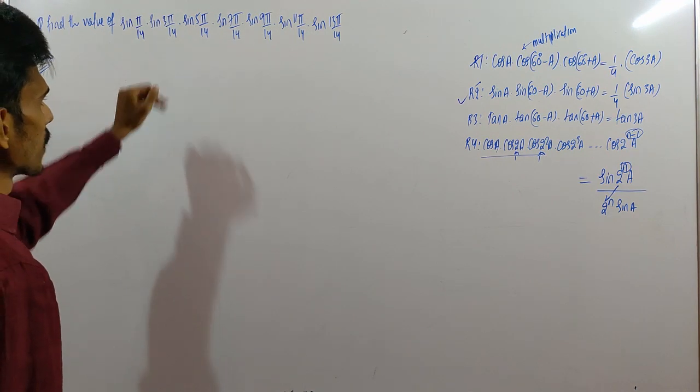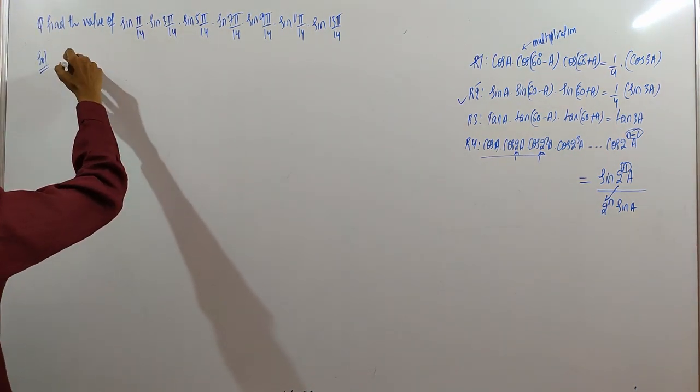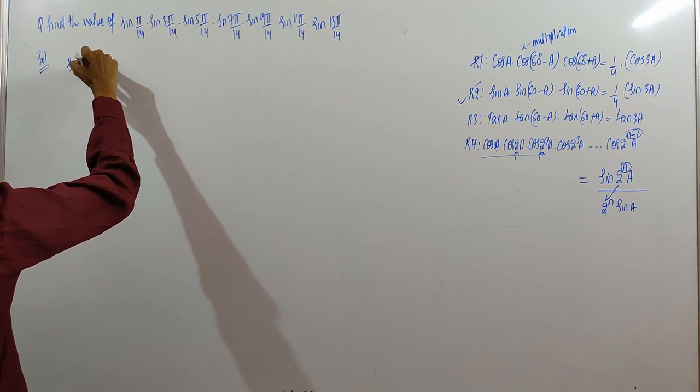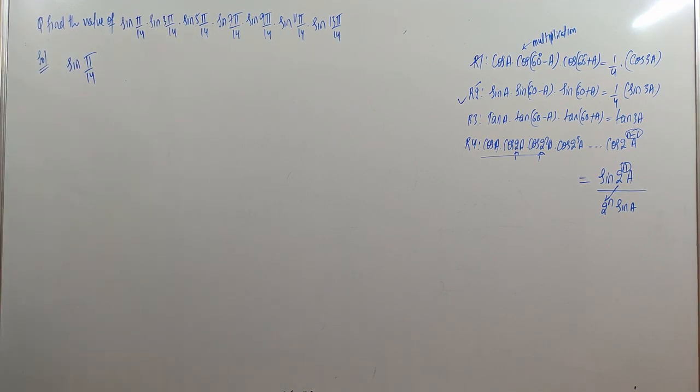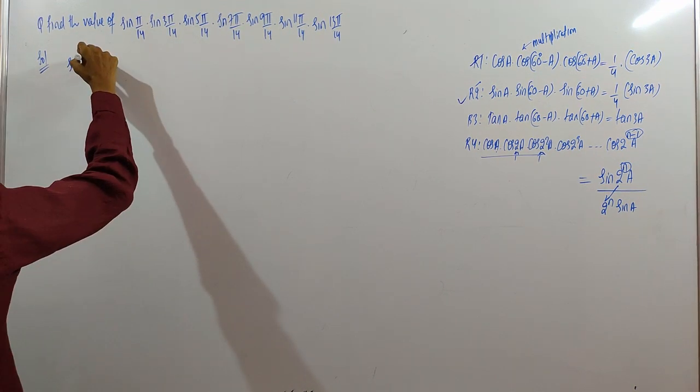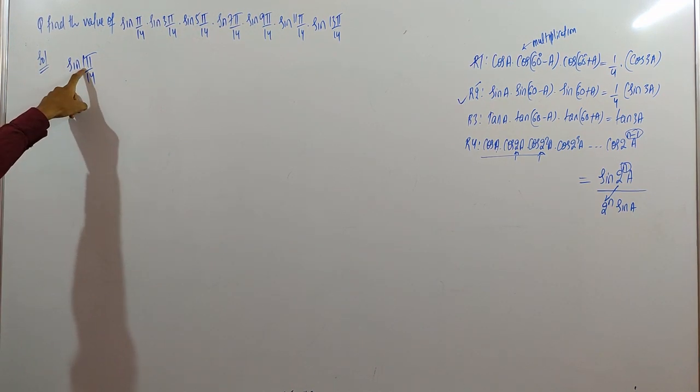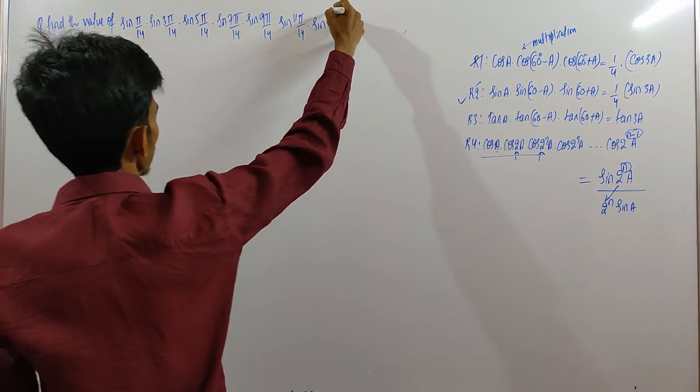Find the value of this term. Here we have first term sine pi by 14. Here we have 1. 14 minus 1 is 13. So we have this term here.